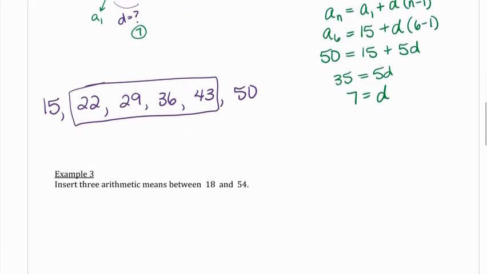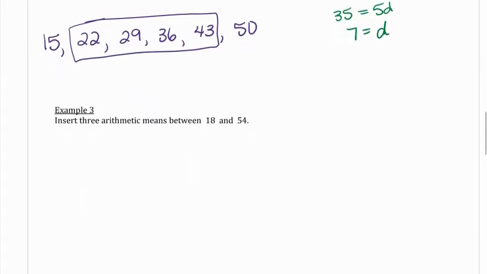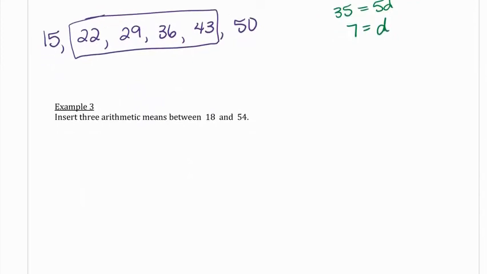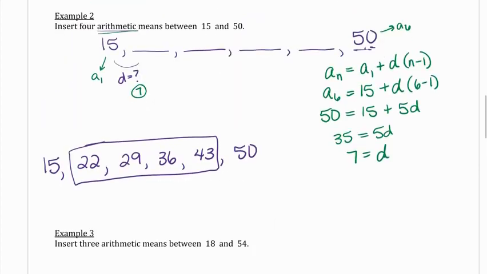All right, let's do this one more time. Or if you would like to, now would be a good point to pause the video. Try example 3 on your own. It's going to do the same thing. You want to insert 3 arithmetic means between 18 and 54, right? So set it up the exact same way. Plug the stuff into the formula and see if you can put those means in there. I'll kind of pause for a second if you want to pause the video and try it on your own.